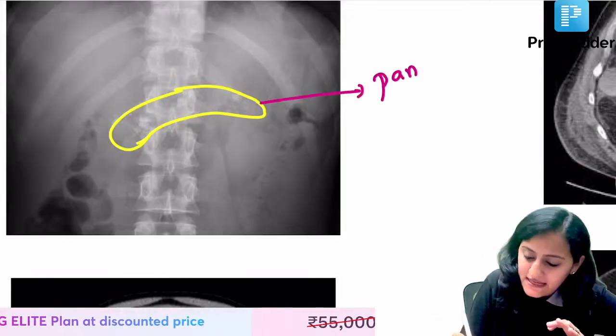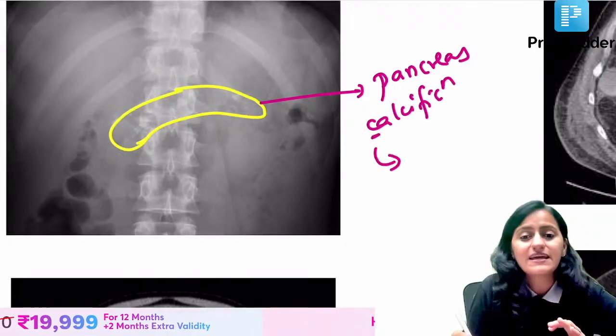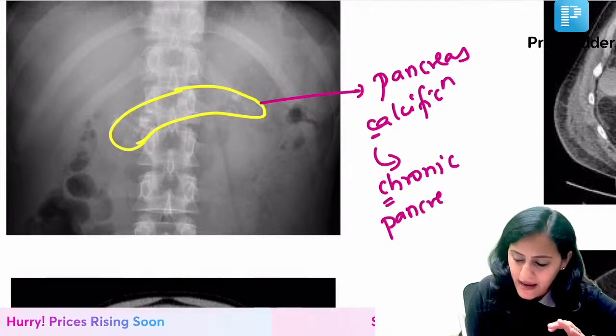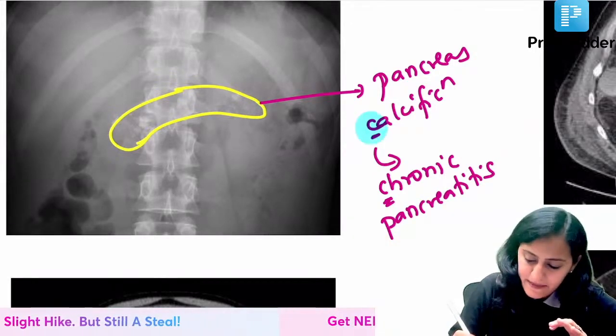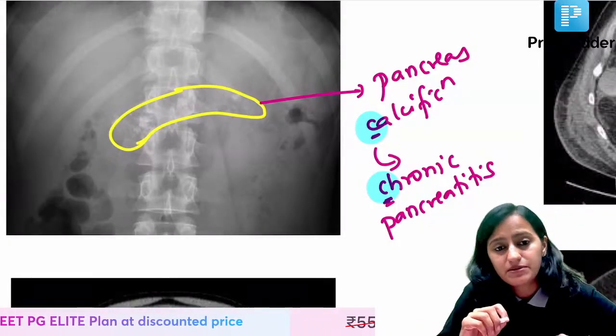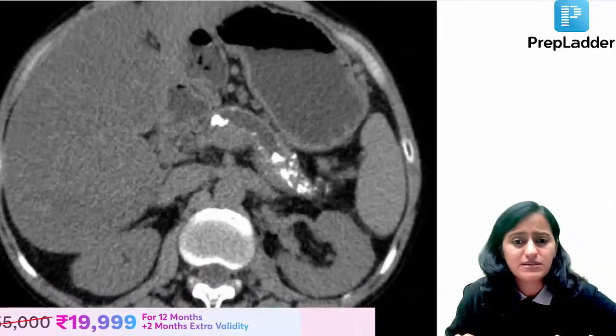This is pancreatic calcification. Remember, when there is pancreatic calcification, C for C, always think of chronic pancreatitis. Pancreas calcification is chronic pancreatitis. Important to remember that. Last time they gave you an X-ray image. This time they can give you a CT image.